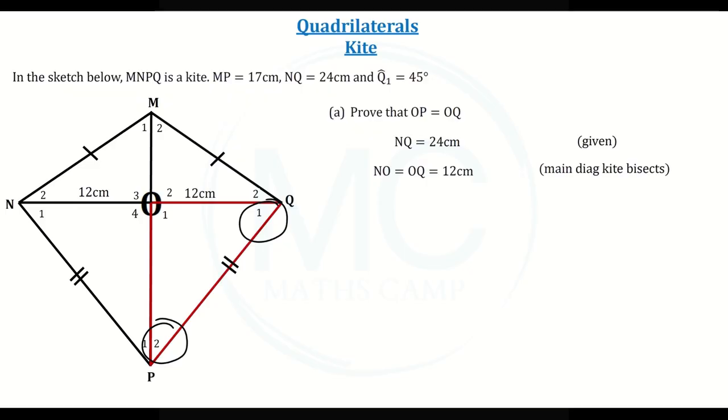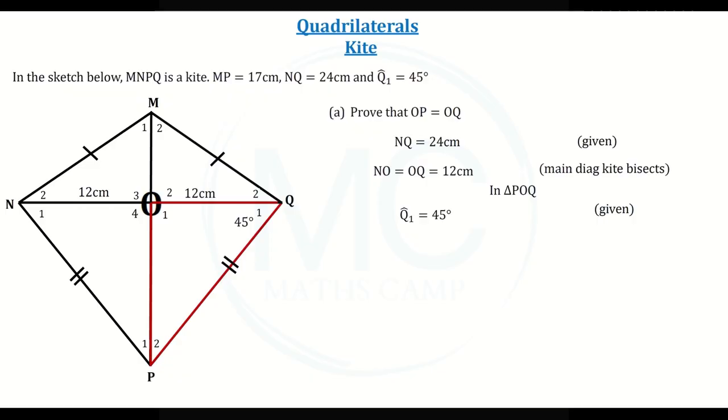The question tells us that angle Q1 is 45 degrees. So now we can say in triangle POQ, we know that angle Q1 is equal to 45 degrees because this has been given to us in the question. Let's put 45 degrees into our diagram for angle Q1. We also know that the diagonals of a kite are perpendicular. This means they create 90-degree angles between each other.